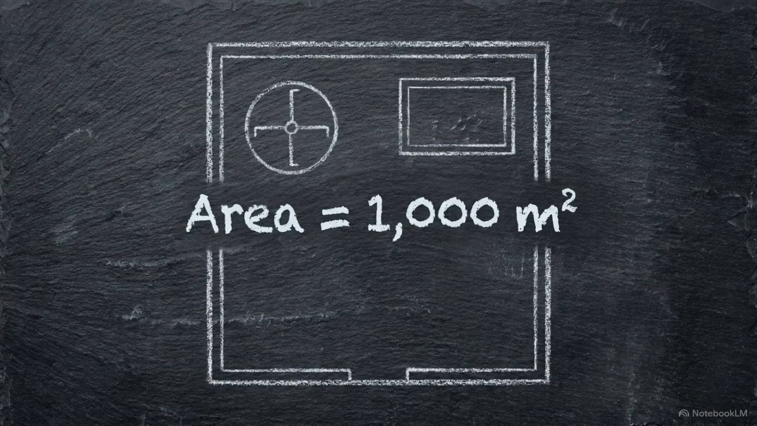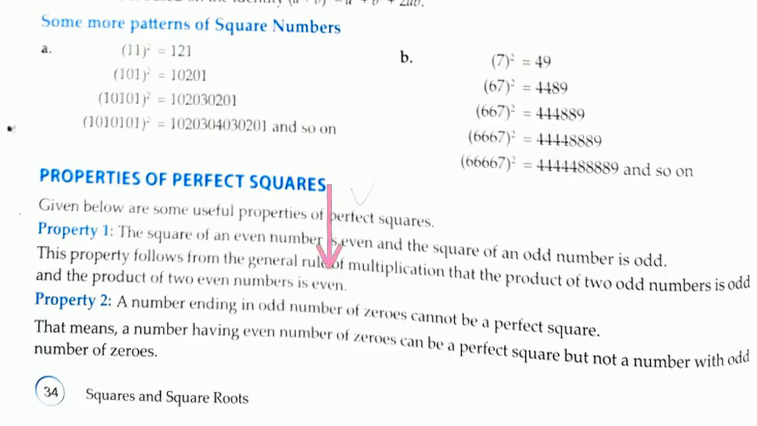Could a square playground with an area of 1,000 square meters have sides that are whole numbers? Since 1,000 ends in 3 zeros, an odd number, it fails the requirement. The sides cannot be whole numbers. These patterns provide practical, immediate tools for understanding the dimensions of the world.